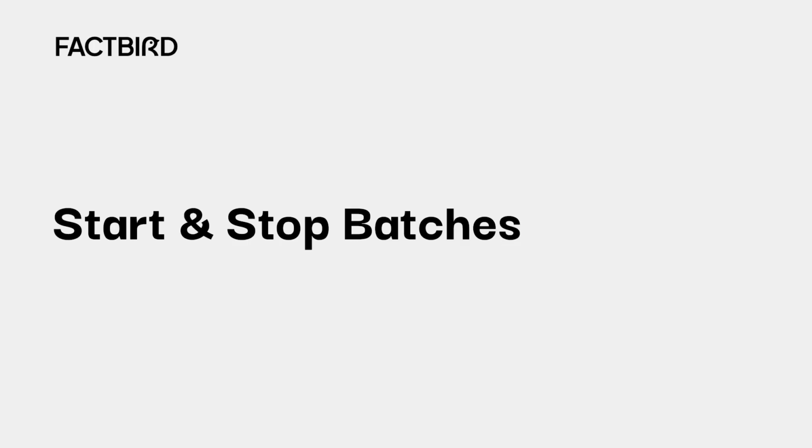So once your batches are set up in the system, your operators are able to manually stop and start the batches. So once they start a batch, all of the data beyond that will be associated with that batch until they stop the batch. So this is how we're automatically able to track what production happened within a certain batch.